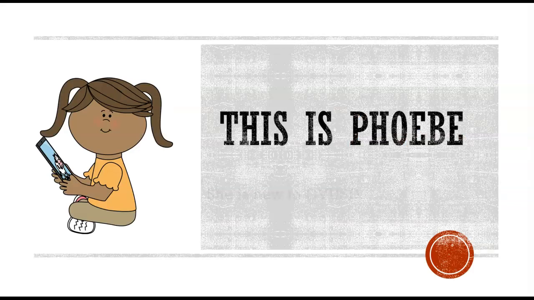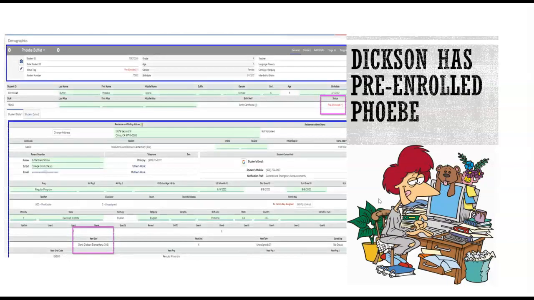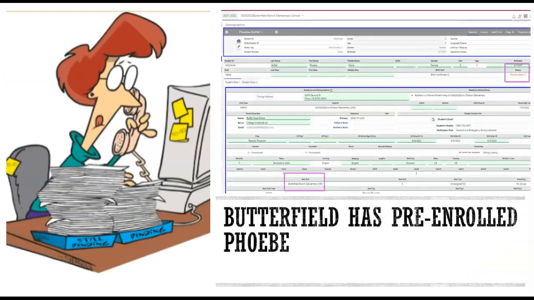Example 4. This is Phoebe. She is new to CVUSD and she lives in the Dixon attendance area. Dixon has pre-enrolled Phoebe for next year. Phoebe's dad has gone to Butterfield and said they now live in Chino Hills. Butterfield has pre-enrolled Phoebe.